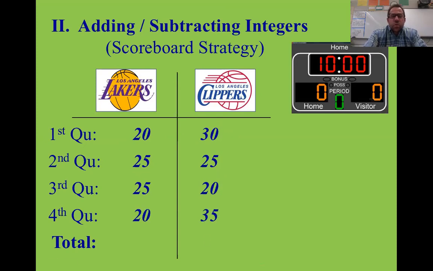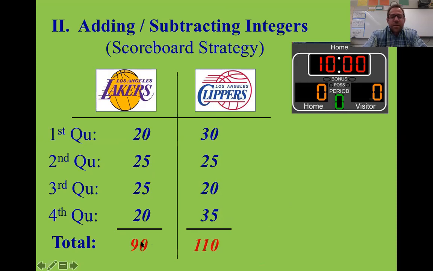So in the fourth quarter, the Lakers only score 20, and the Clippers score 35. Okay, so let's find out who won. Let's do some quick math here. So let's add up. So we got 5 and 5, that's 10, 0, carry your 1, and then that's 3, 4, 5, 6, 7, 8, 9.